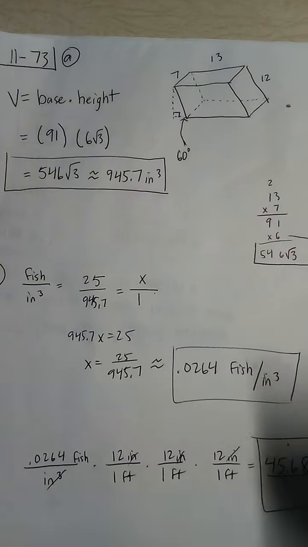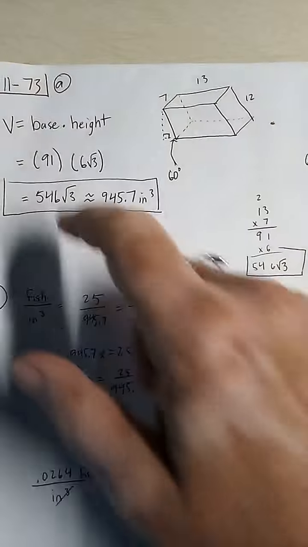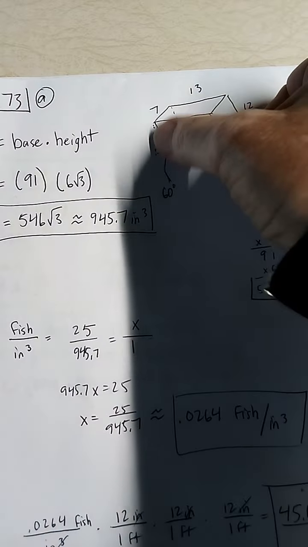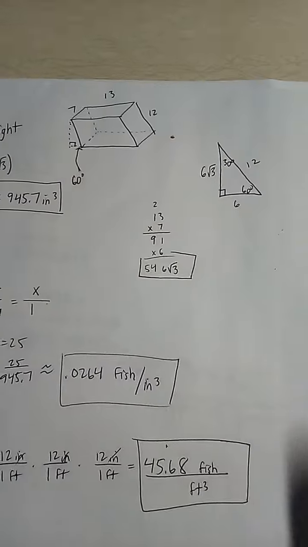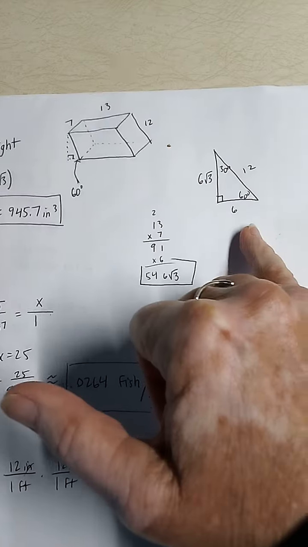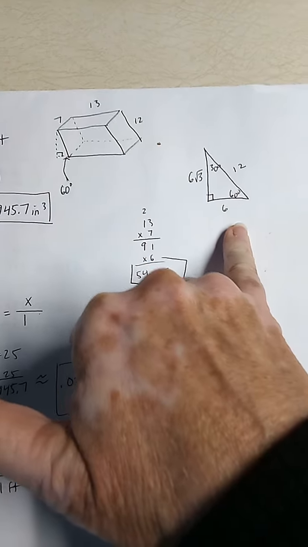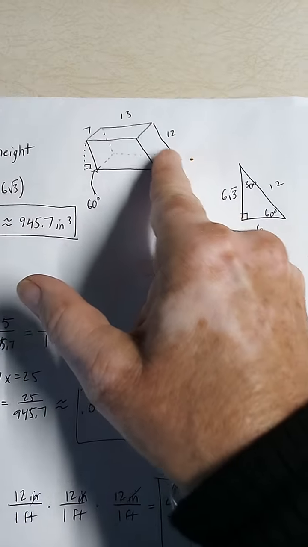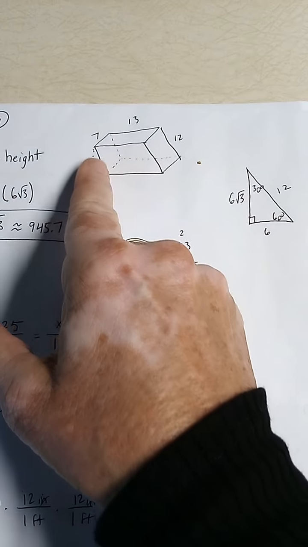So 7 times 13 is 91. And I want to multiply that by the height. So I need this little height right here. And so what I did is, it says that it's 60 degrees, so I made a 30, 60, 90 triangle. And I know that, see this 12 right here? I know that that's the same as this one right here.